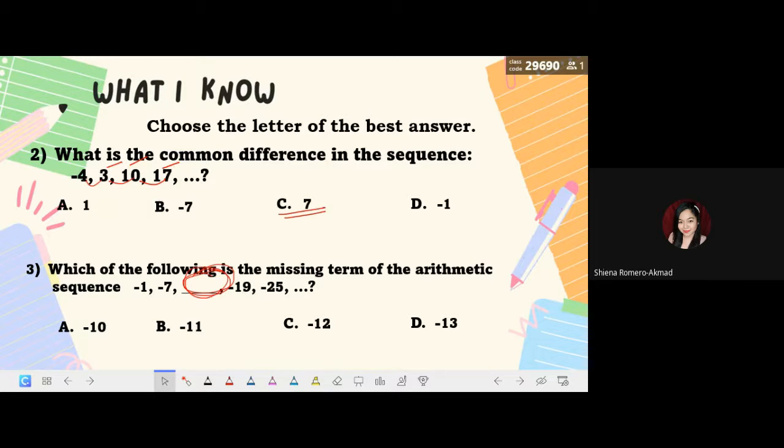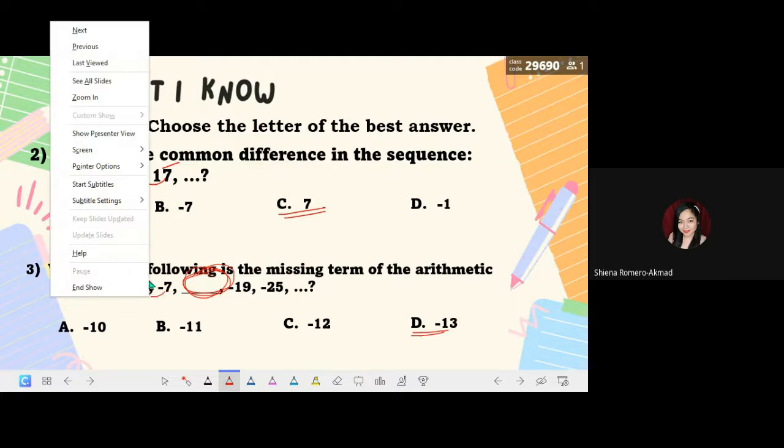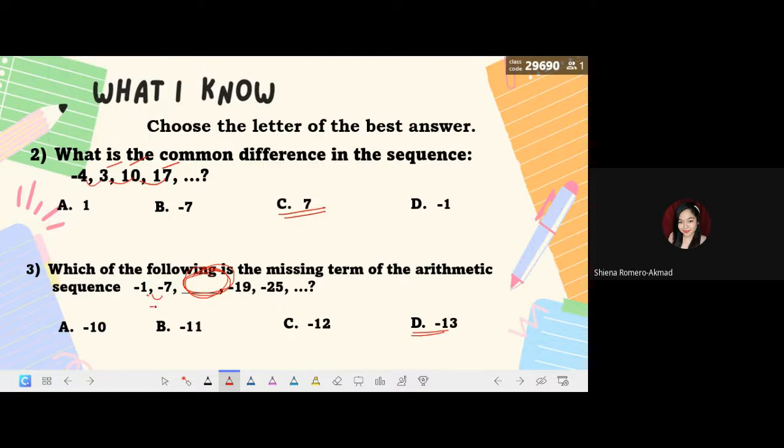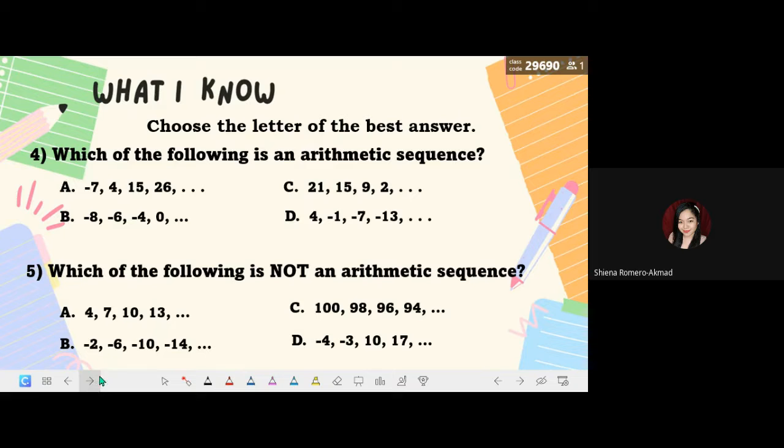Yes, Mark? Letter D po. Letter D. Why is it letter D, Mark? Adding by is negative 6. Adding the previous number with negative 6. Okay, so kapag inadd natin to with negative 6, so this will become negative 13, correct? How about for number 4?